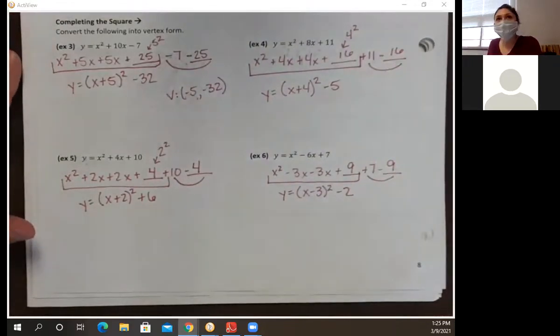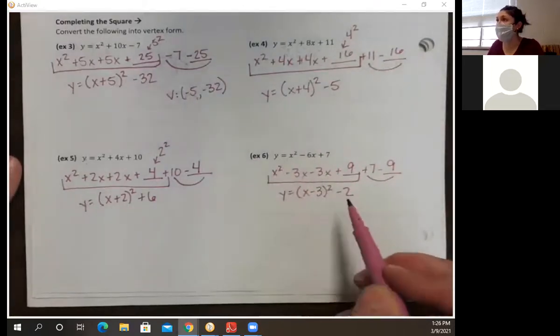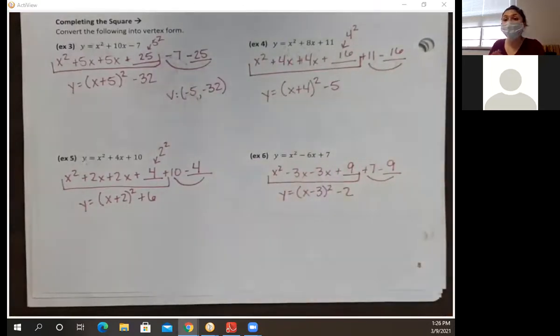Now, just like earlier, I graphed my vertex form and graphed my standard form, and they were the same. That was how I could check my work. You can do the same thing with these. Graph your standard form, graph your vertex form. You should get the same thing. They should overlap completely like they did on the first couple of examples that we did.